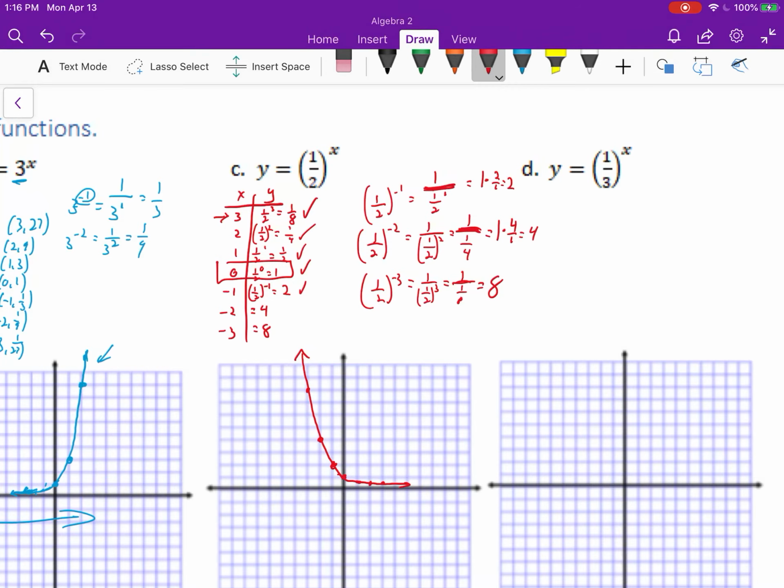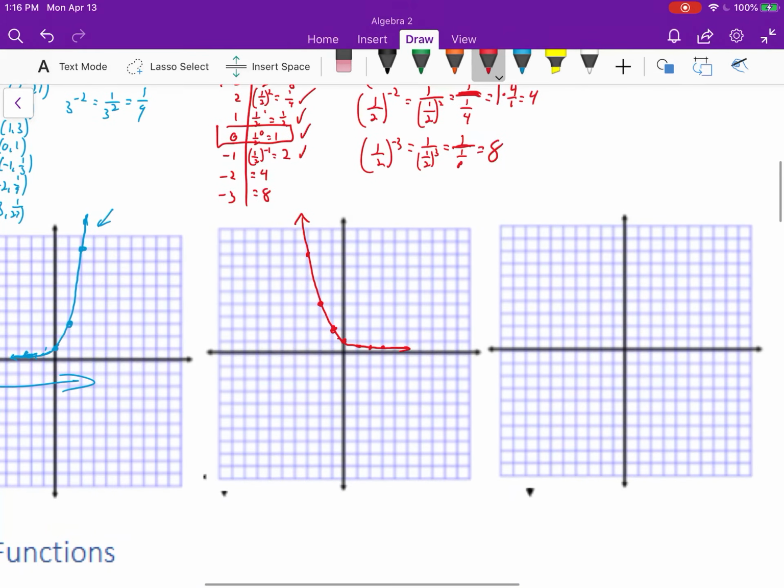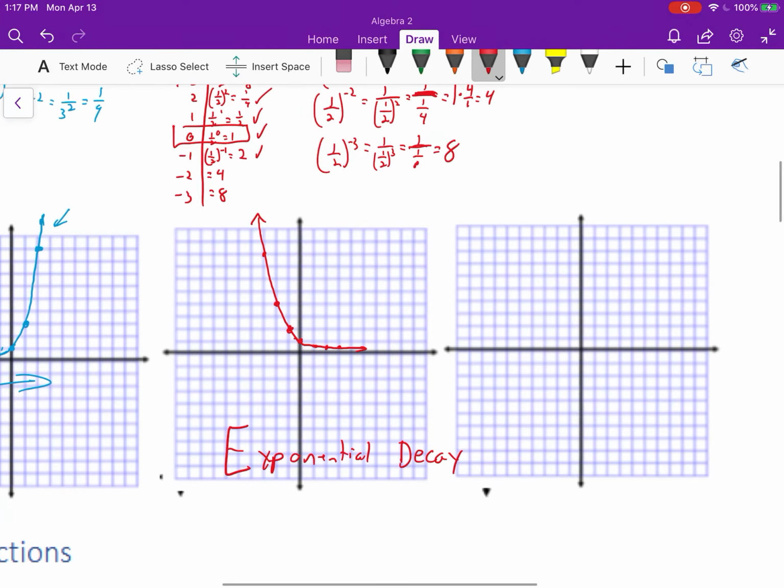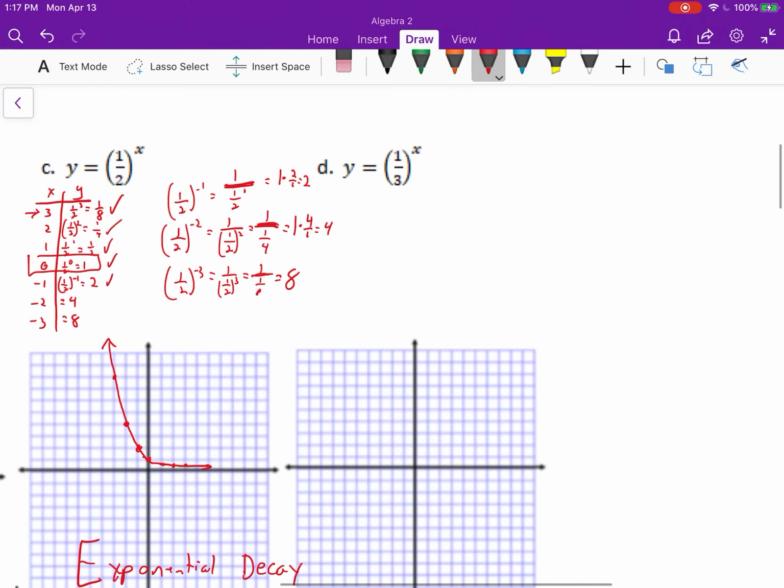I'm actually going to forego doing part D because we've done 3 of them already. It's going to be exponential decay. Exponential decay means it's going down from left to right. I suppose we could maybe quickly do this one. Let's look at this here in blue.